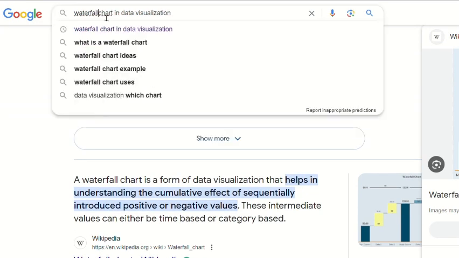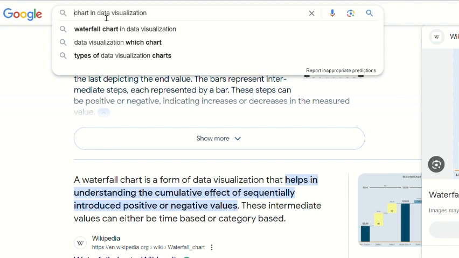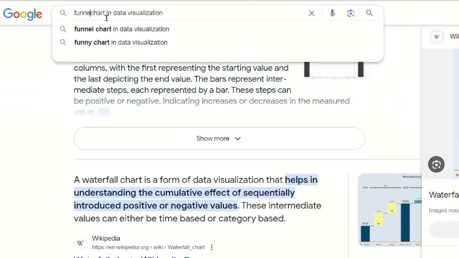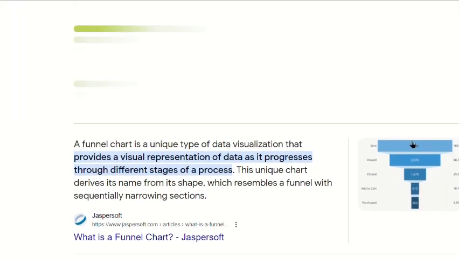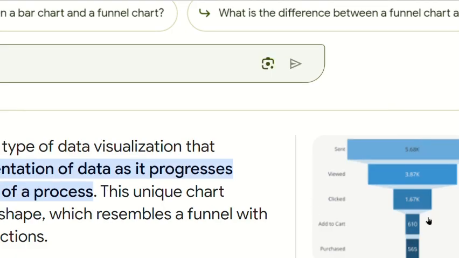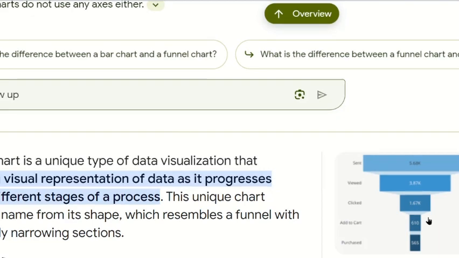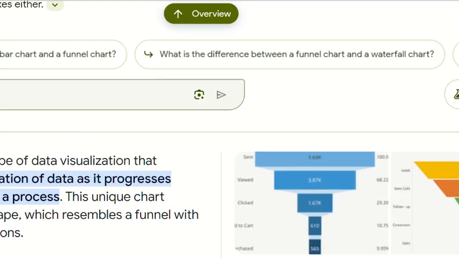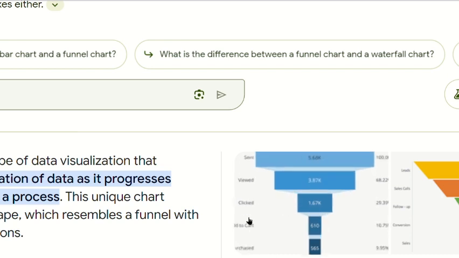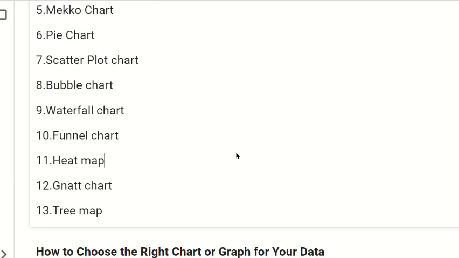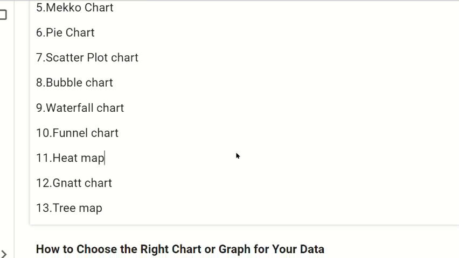You remove that waterfall. Yes, that's what I'm telling, it looks like a funnel. The bigger one shows the maximum numbers, and going downwards it becomes lesser and lesser. Yes, this is what I'm telling. Okay, and next is heat map.